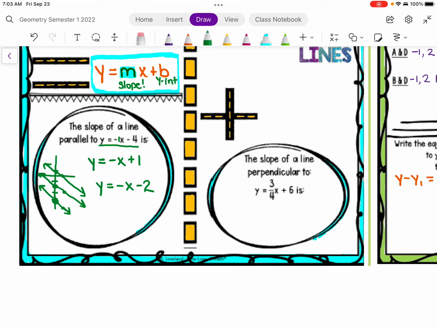All right, what about perpendicular though? All right, so for this one, I would go up 6, 1, 2, 3, 4, 5, 6 for my y-intercept. I would go up 3, 1, 2, 3, and over 4, which puts me way over here.